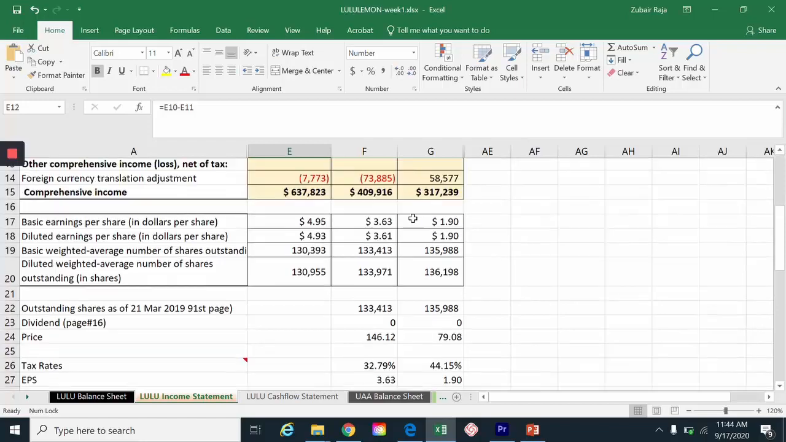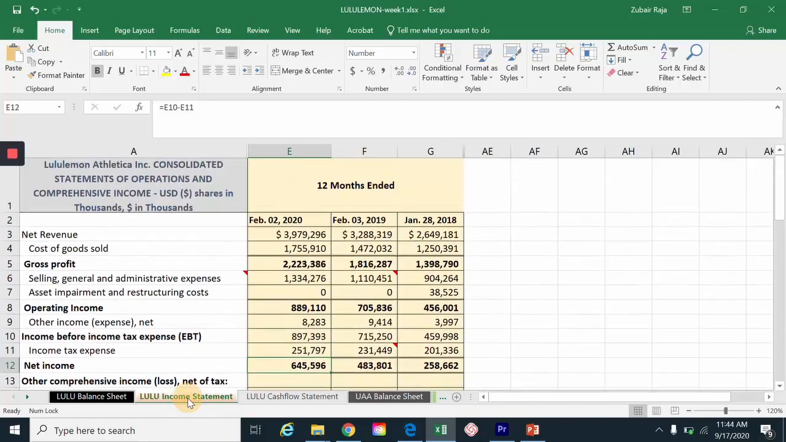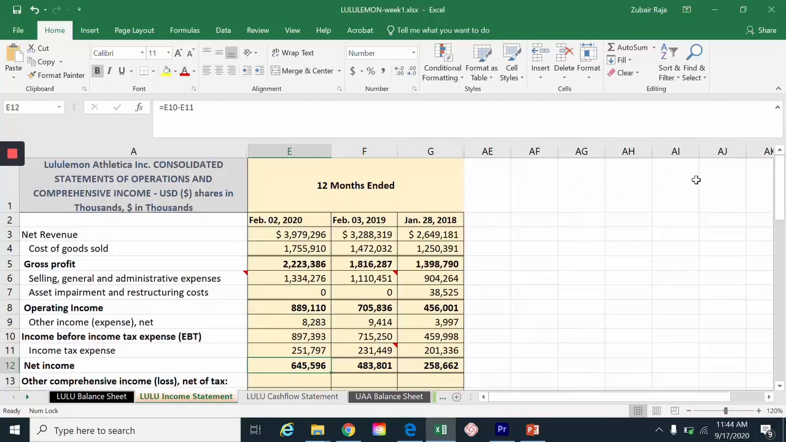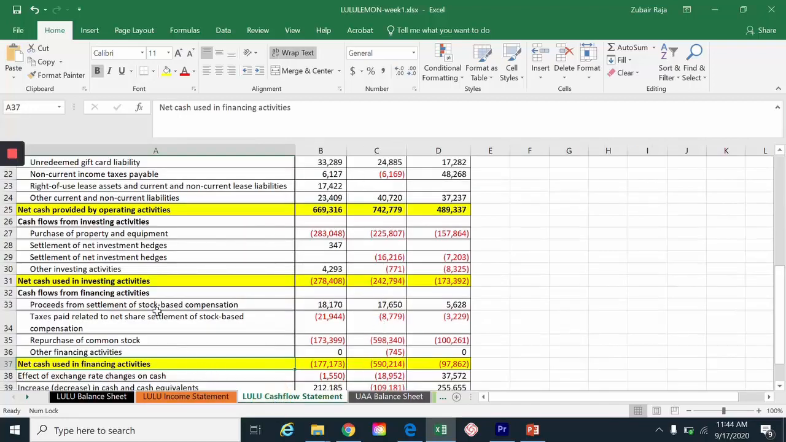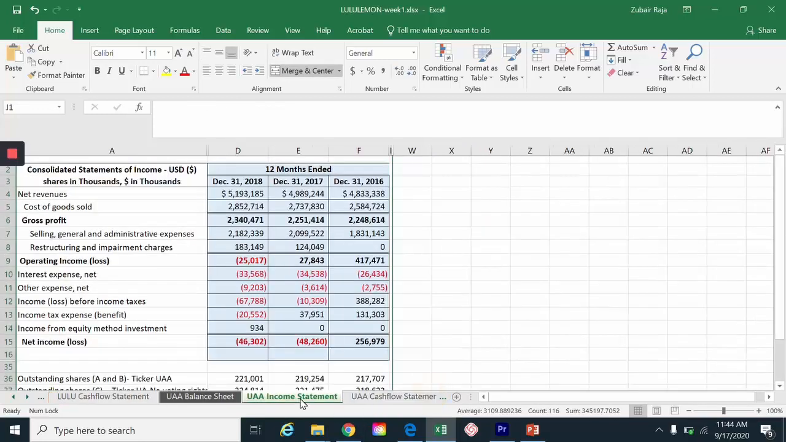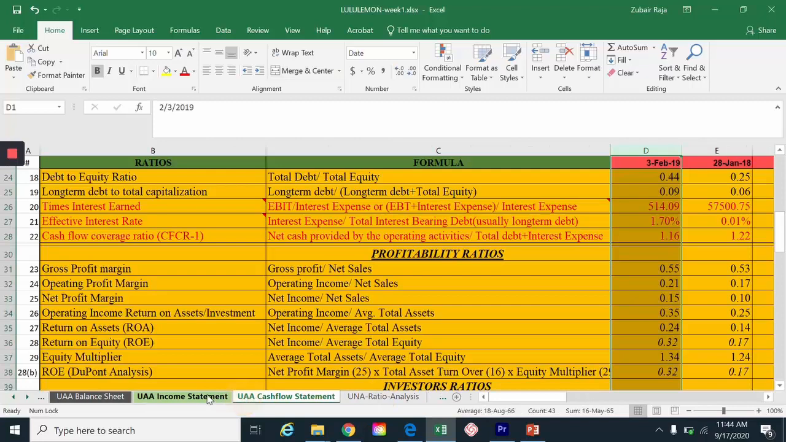So all these numbers are reproduced in a separate tab for the Lululemon income statement. Some of the analysis for the balance sheet we will do in front of it later on, and the income statement we can do in front of it. Likewise, you need to have the cash flow statement of Lululemon in a separate worksheet in Excel. And in the same way, we will do it for the competitor. We need to put the competitor balance sheet in a single worksheet, and its income statement in a separate worksheet, and its cash flow statement in a separate worksheet as well.